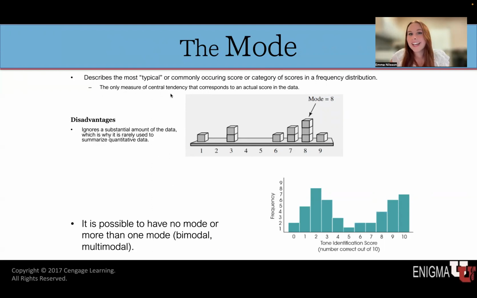A key point is, the mode is the only measure of central tendency that needs to correspond to an actual score in the data. The mean and median can correspond to an actual score, but they don't need to. The mode always has to be an actual score that is represented in the distribution.